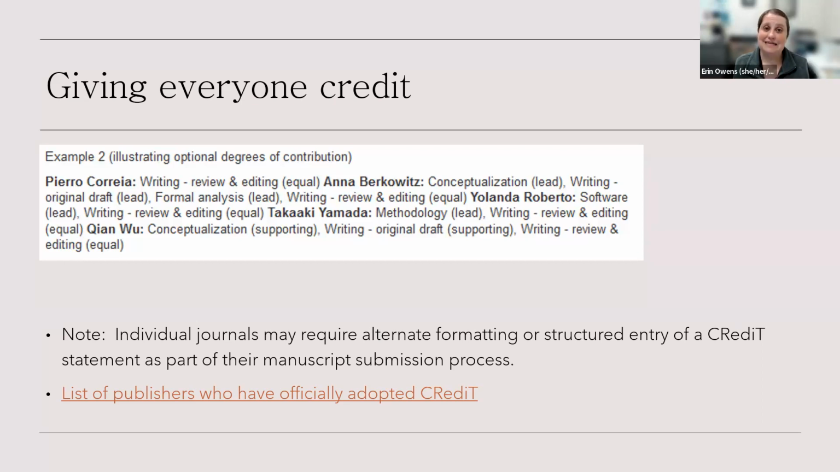It is worth noting that individual journals who have adopted credit statements may require specific formatting or structuring of that information as part of their submission process. I've linked the slides to a list of publishers who have officially adopted the credit taxonomy, but it's worth noting that you don't have to be limited to journals that have officially adopted it. Even if you are publishing in a journal which has not officially adopted credit, you may choose to include a credit statement in your paper for that added transparency and acknowledgement.